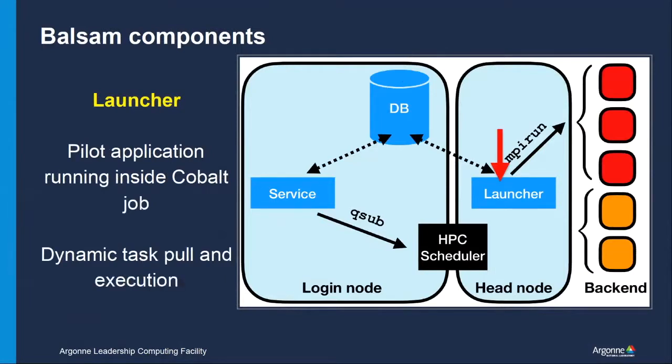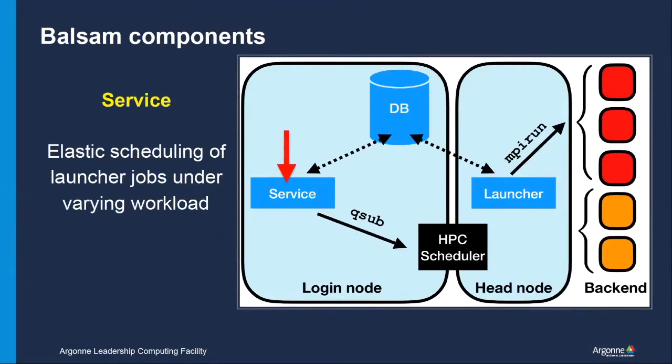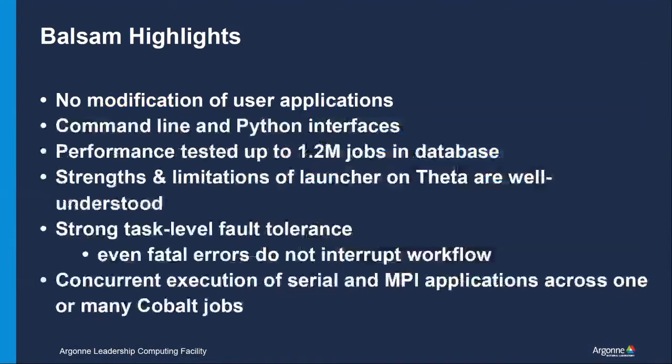And then the launcher is the pilot process that runs inside a Cobalt job. So once your Theta nodes are reserved, it's going to run and pull tasks from the database. And this basically takes the job of your normal shell scripts, issuing aprun or mpirun to send work to the back end. And then optionally, we can dispatch launchers ourselves, or we can use a service that will actually package jobs and size overall Cobalt submissions to run launchers for us.